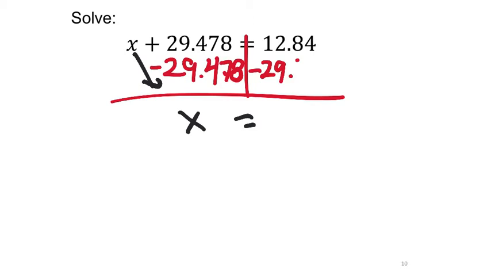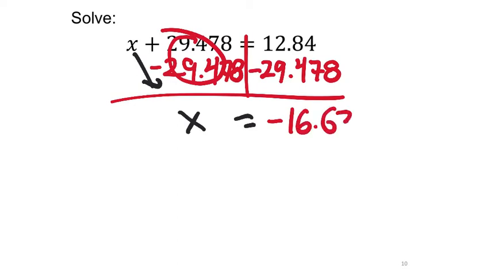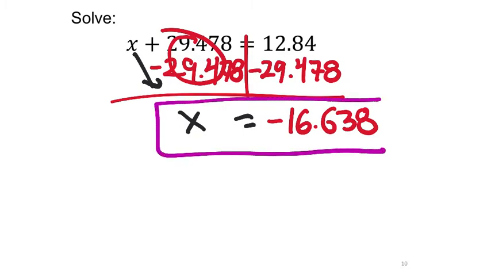And, you know, if you can do that in your head, that's fine. I can't, though. So to the calculator, this zeroes out just like we wanted to, but 12.84 minus 29.478, enter. And I got negative 16.638. And then again, just checking, negative 16.638 plus 29.478 equals 12.84. So that ends up being a true statement when you replace x with negative 16.638.